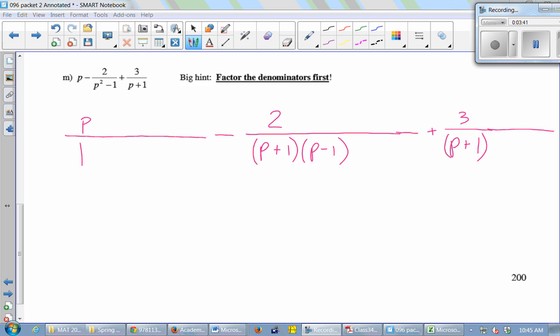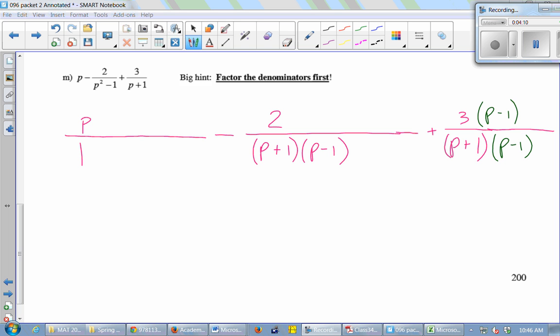All right, now I want to build a common denominator. I want all of my fractions to have the same denominator. So the fraction in the middle has a P plus 1 and a P minus 1, right? So if I wanted the third fraction to look just like the second, what do I need? What needs to be added? I need, close, P minus 1. It already has a P plus 1. I need to add a P minus 1 on the top and the bottom.